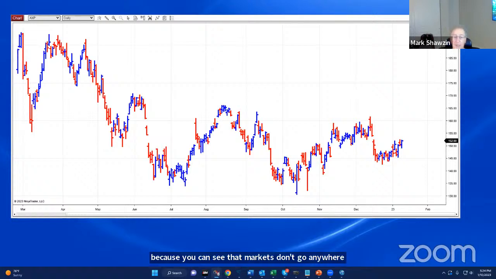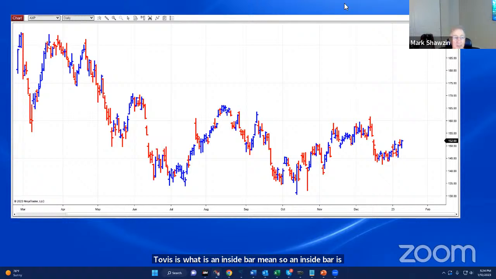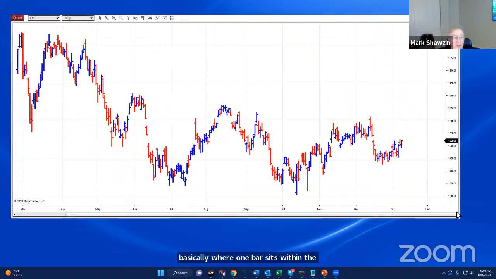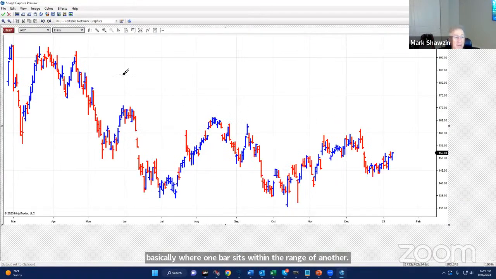Toby says, what does an inside bar mean? So an inside bar is basically where one bar sits within the range of another. So right here, this was a downtrending market, right? So now you had this short covering rally, and you're always wondering where it's going to end and then turn. But you don't have to wonder. The market will tell you.